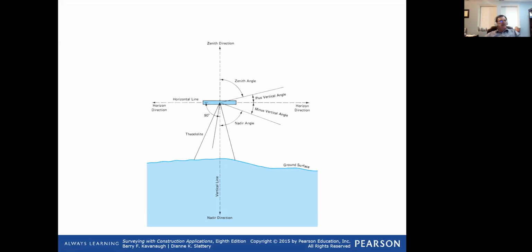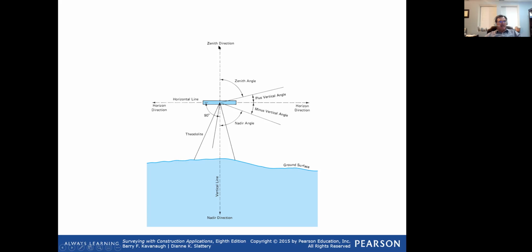The nadir angle is measured from the vertical line directly beneath you. Older instruments used to measure this right here, this horizontal direction, as 0. Instruments have gotten away from that nowadays, but I have utilized some very old instruments that were theodolites. 0 was right here. Nadir directions, 0 is down here at the bottom. Zenith directions, 0 is here.